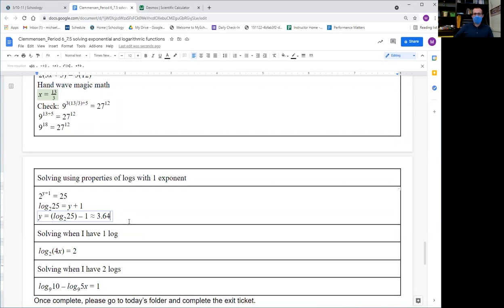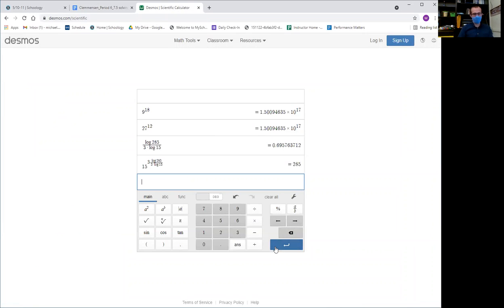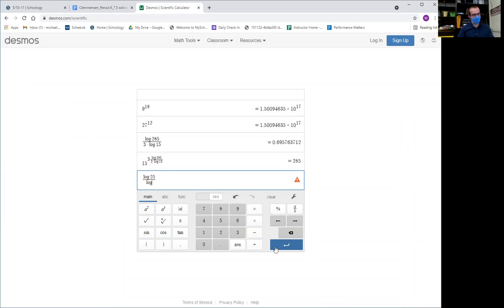Now I need to check my answer. Let's actually go over this on how to plug it into the calculator just in case someone forgot. All right. I would go log 25 divided by log 2 minus 1. 3.64385619.